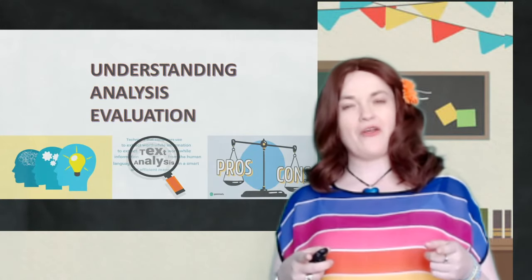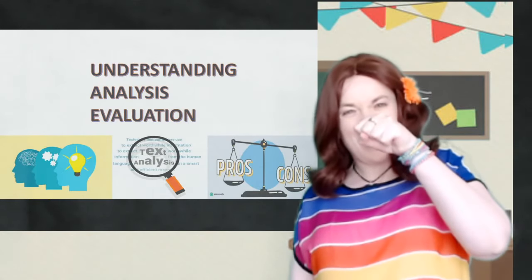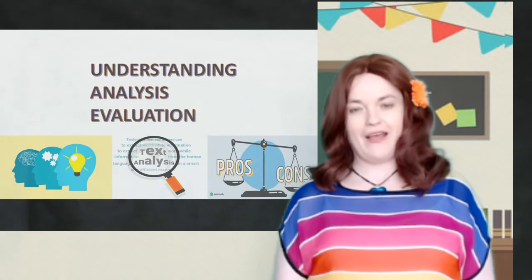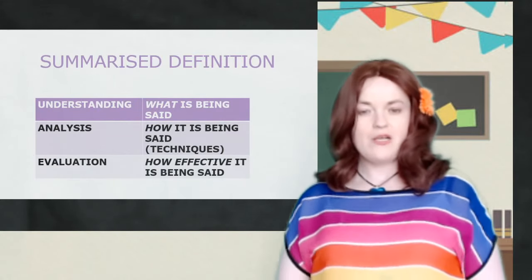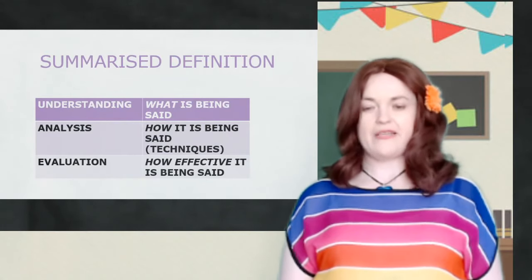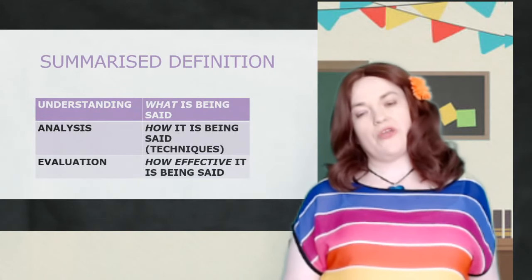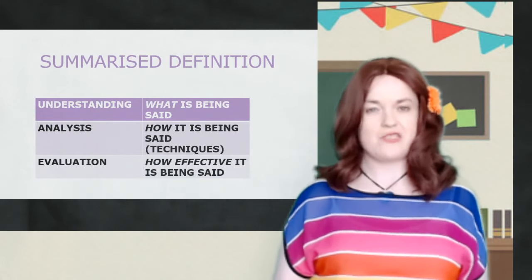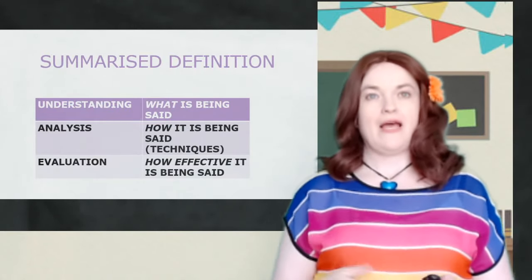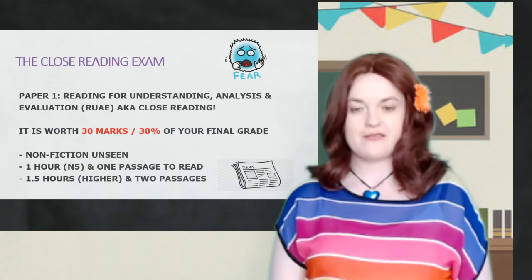You need to get your head around what those three words mean, because basically they are the stem at the root of everything that you do in National 5 and Higher English. So that's just a wee summary of what we've said. So to understand is what's been said. To analyse is how it's been said. So usually in English we look at the literary techniques, devices, figures of speech, that sort of thing. And to evaluate is how effective is it being said. So how effective is that particular technique or device.